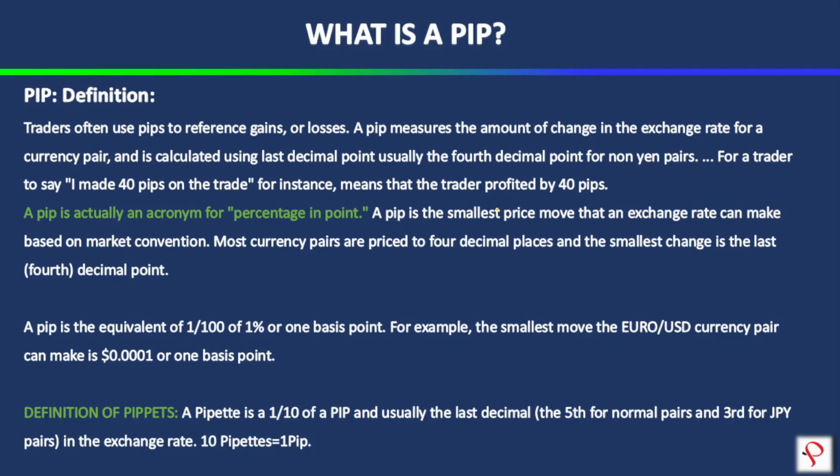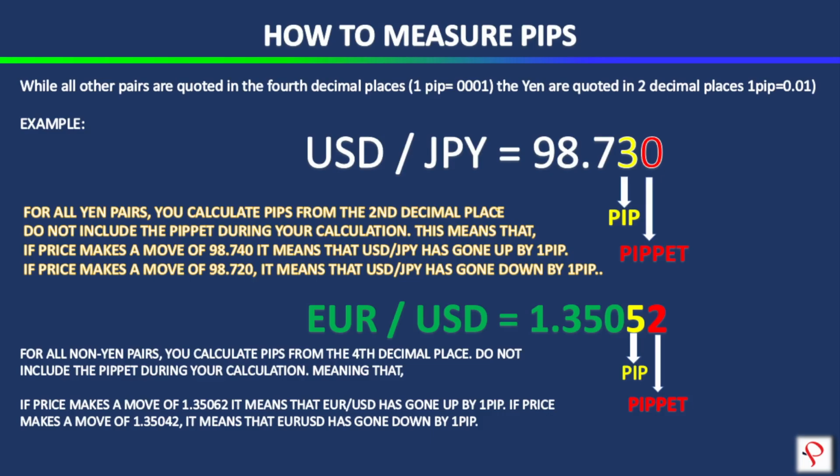Now, in your trading journey, you will also get to hear things like pipette. A pipette is 1/10 of a pip, and usually the last decimal, which is the 5th for normal pairs and 3rd for JPY pairs in the exchange rate. 10 pipettes is equivalent to 1 pip, while all other pairs are quoted in 4 decimal places. 1 pip is equal to 0.0001. The yen pairs are quoted in 2 decimal places. 1 pip is equal to 0.01.